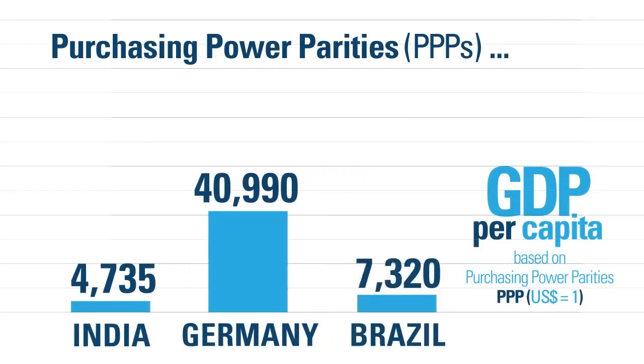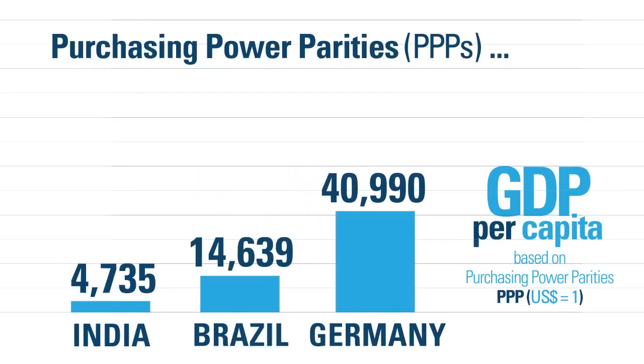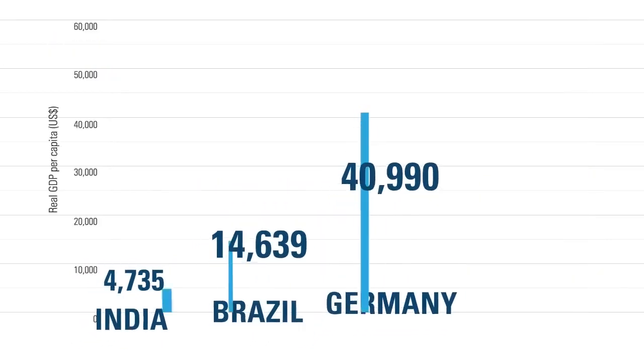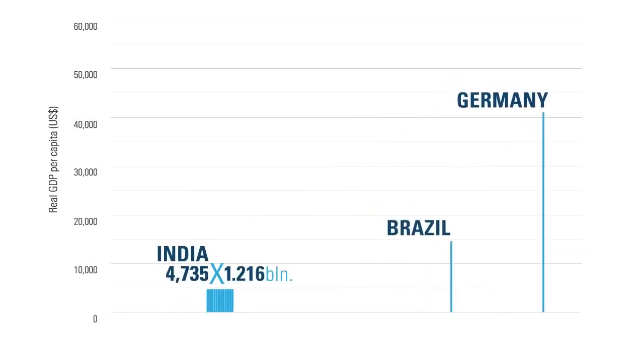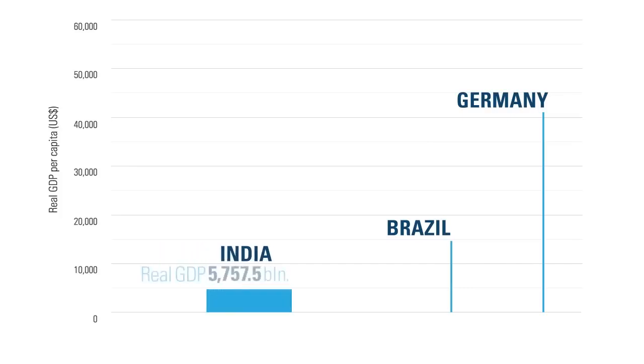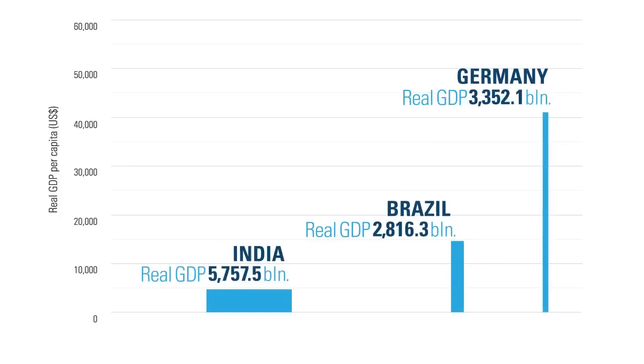Let's add Brazil. The bar heights express the GDP per capita of each country. Let's place the highest GDP per capita on the right and lowest on the left. India's population is about 1.2 billion. Multiplying the population by India's real GDP per capita gives its total GDP in real terms. Same for Brazil and for Germany.